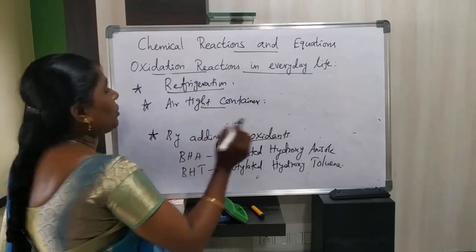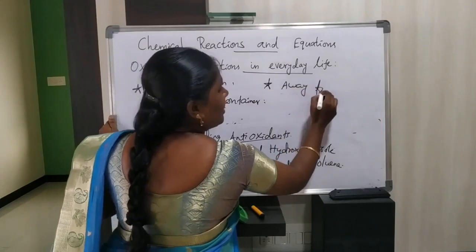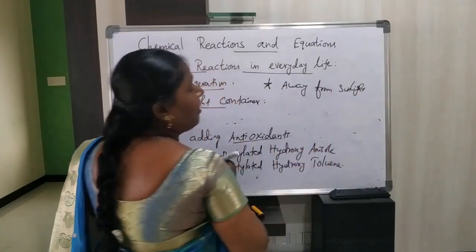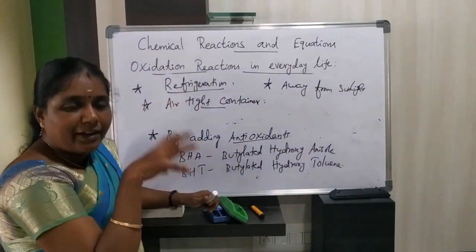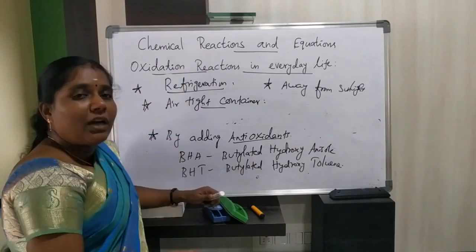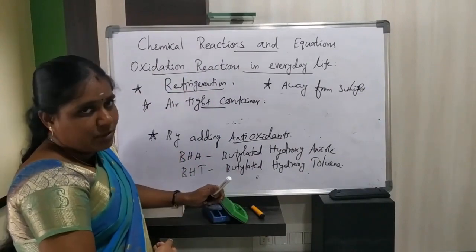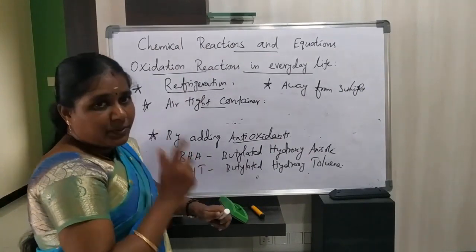Same like this, we need to keep food away from, as I just said, sunlight. You need to keep food away from sunlight. So fat and oily food items, if you store them away from sunlight, it will reduce the rancidity process. So same like this, do you know about potato chips?